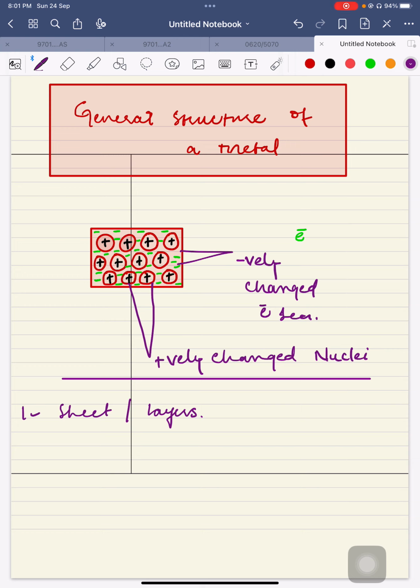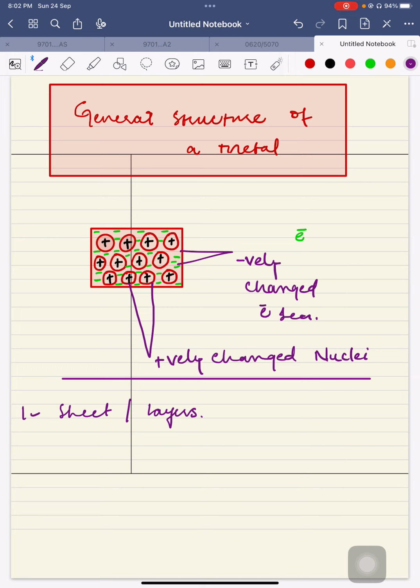Okay, why can it be converted into sheets? The reason is that in the case of a pure metal, the layers can slip over each other, the layers can slide over each other. Due to this reason, the metal layers can slide and slip. They are convertible into sheets, and that property is called malleability.